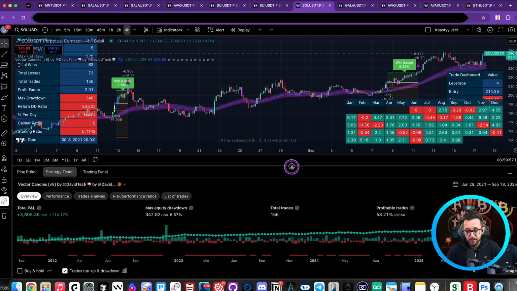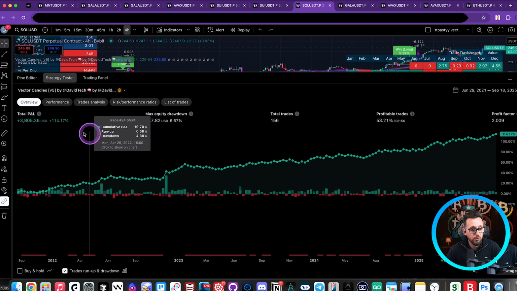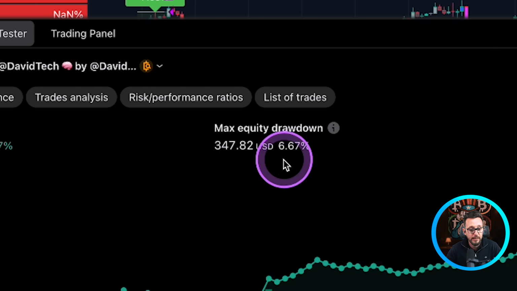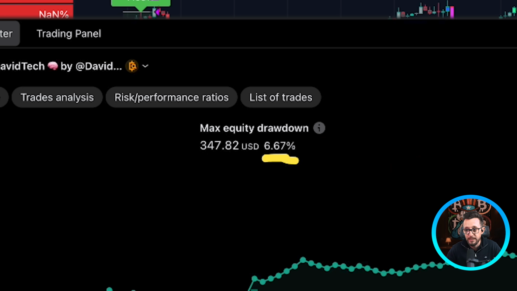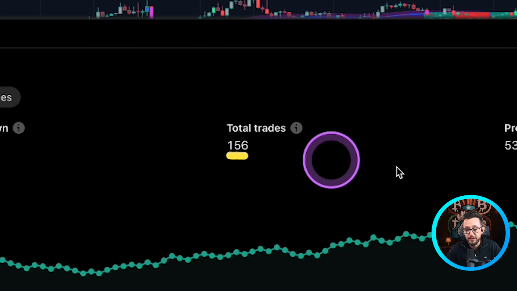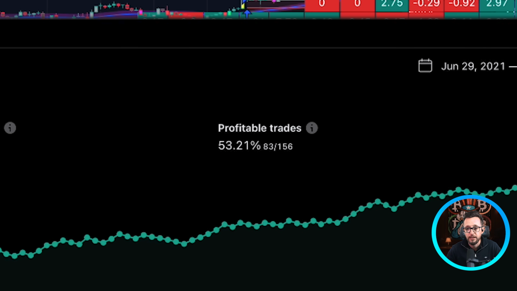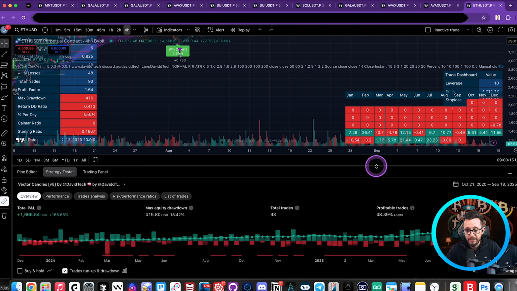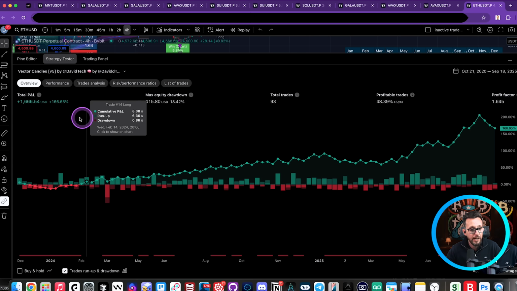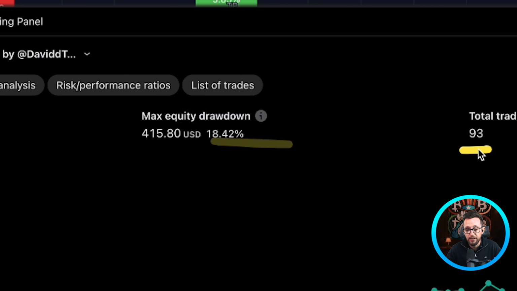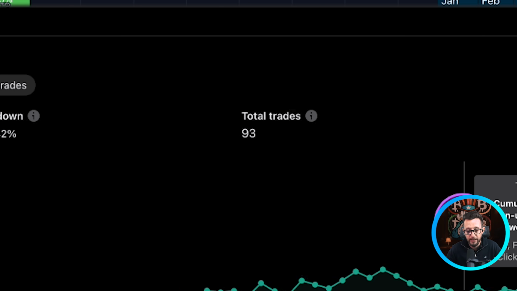SOL USDT looks absolutely amazing as well. We have 114% profit, a max drawdown of only 6%. We have 156 closed trades and a 53% win rate. And guys, our final one here is Ethereum. Ethereum, we had 116%, only an 18% max drawdown and 93 closed trades.